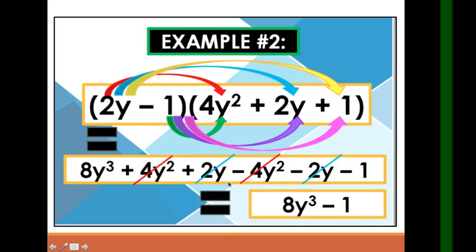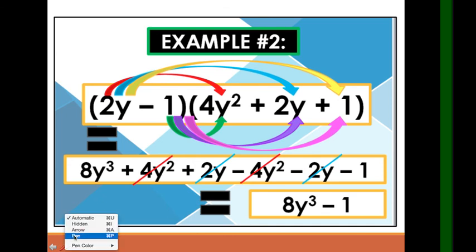Example number 2. So again, it's the same. Distribution: 2 times 4 is 8. Y times y squared is y cubed. 2 times 2 is 4. Y times y is y squared. 2 times 1 is 2. Y times 1 is y. Then, negative 1. Negative 1 times 4y squared is negative 4y squared. Negative 1 times positive 2y is negative 2y. And negative 1 times 1 is negative 1.